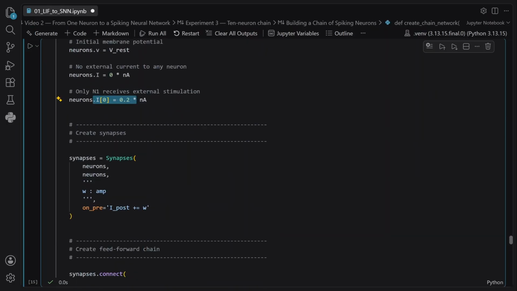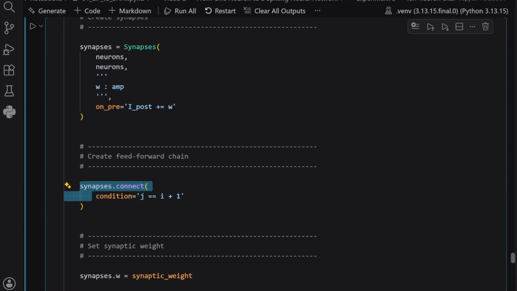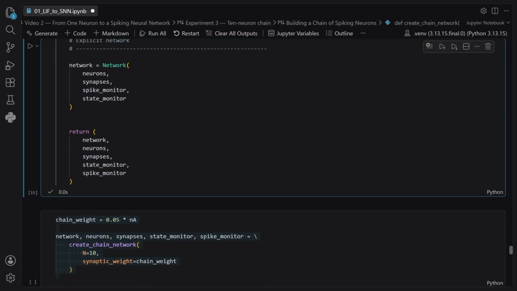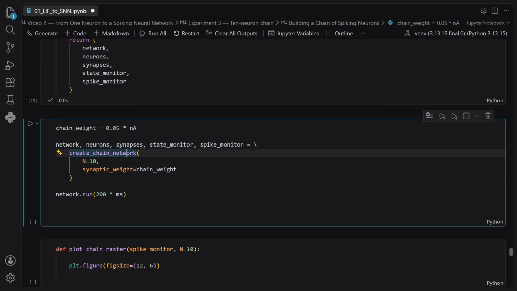The same way we created synapses before, this is how we are creating connections between 10 neurons. And this is the same. Okay, so let's see what happens. So this one starts with 0.5.